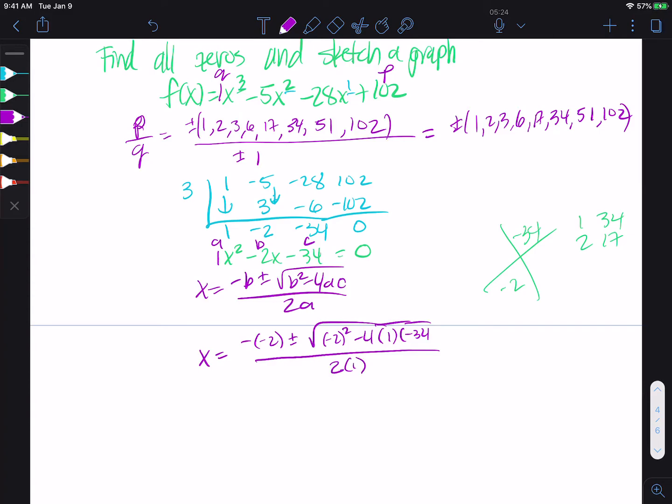So then we just have to finish simplifying this, which is not our favorite thing, but it's still fine. So our negative turns into a plus, so positive 2 plus or minus negative 2 squared is 4.